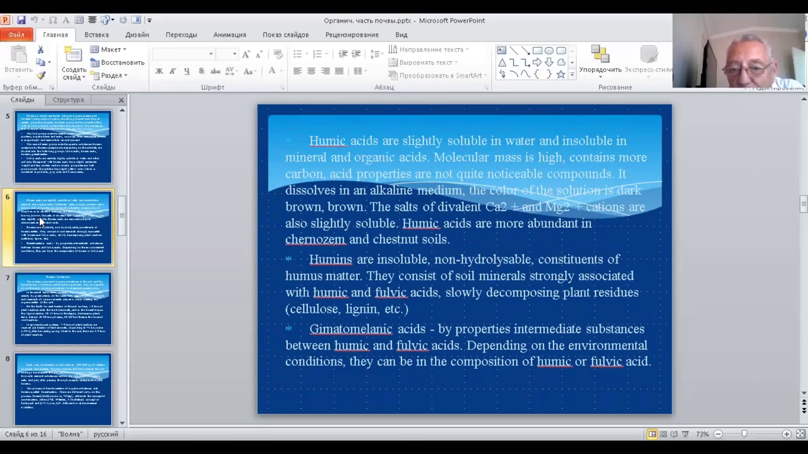Humins are insoluble, non-hydrolyzable constituents of humus matter. They consist of soil minerals strongly associated with humic and fulvic acids, and slowly decomposing plant residues, such as cellulose, lignin, etc. Hematomelanic acids, by their properties, are intermediate substances between humic and fulvic acids. Depending on the environmental conditions, they can be in the composition of humic or fulvic acids.